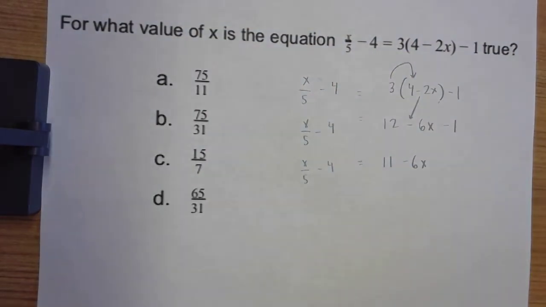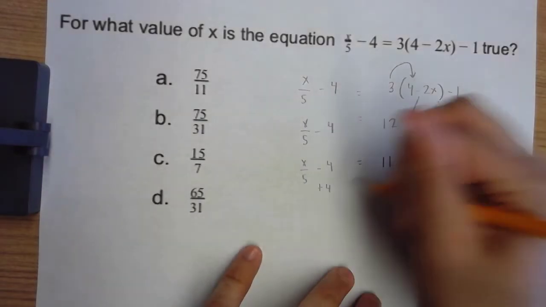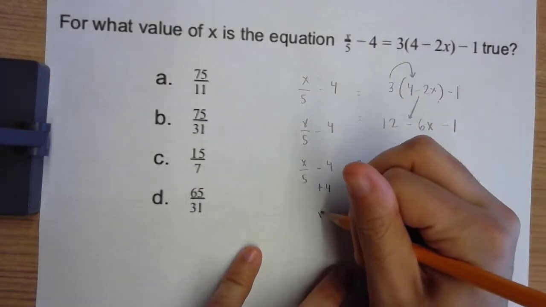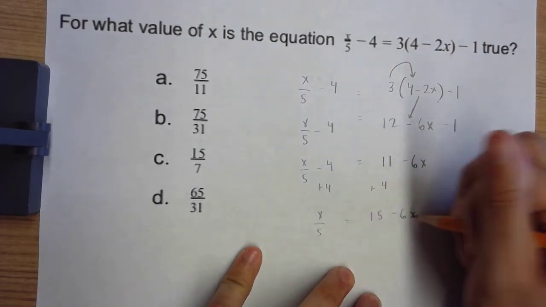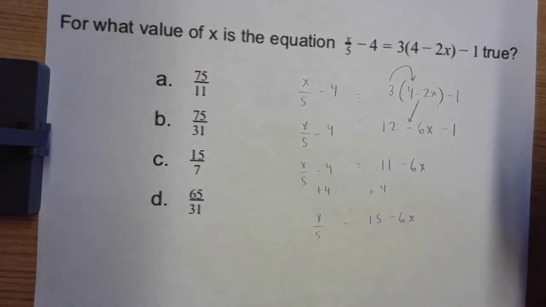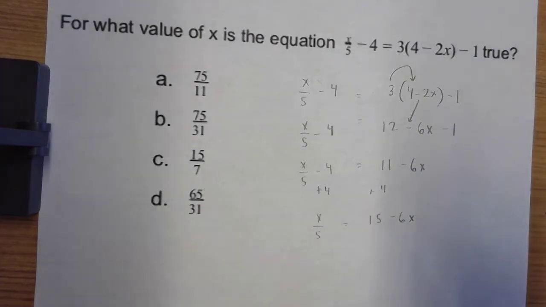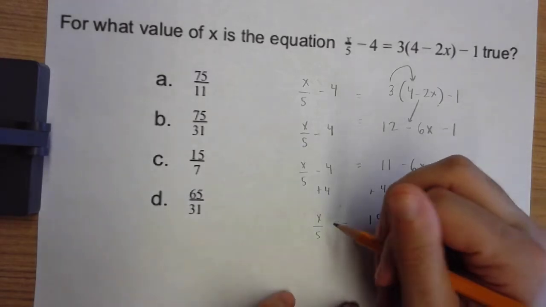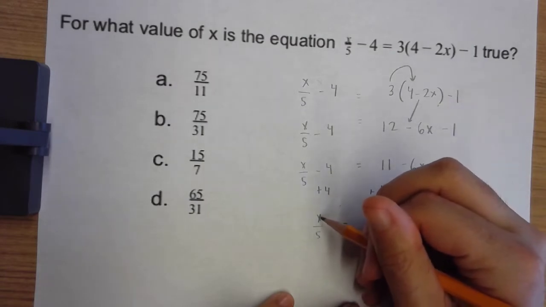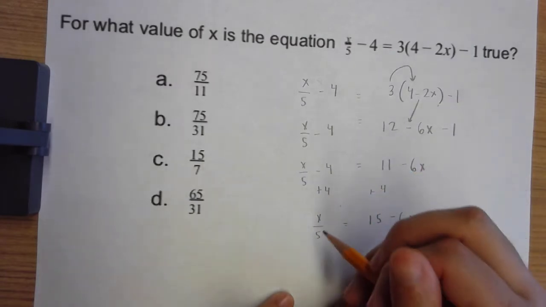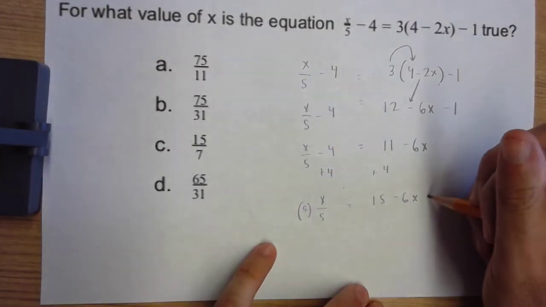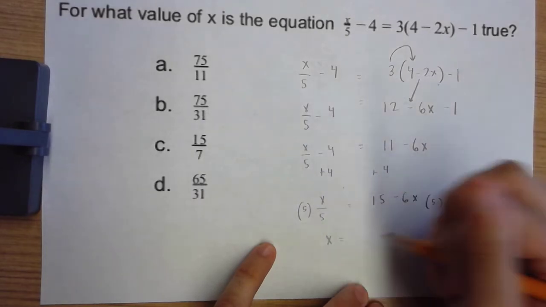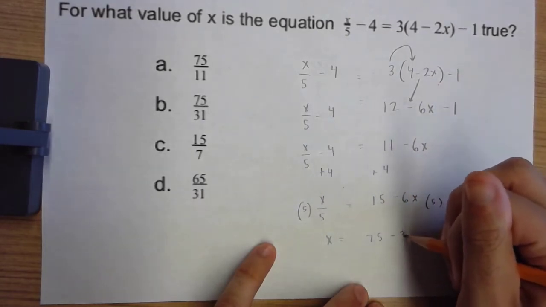Great. At this point, what I'm going to try and do is add 4 on both sides. And I'm left with x over 5 is equal to 15 minus 6x. Cool. Now, I'm almost done, but not quite. I am going to multiply both sides by 5. And the reason why I'm going to multiply both sides by 5 is because I want to get rid of this divided by 5 and leave just one side for the time being with x. So if I multiply both sides by 5, I'm left with x is equal to 75 minus 30x.